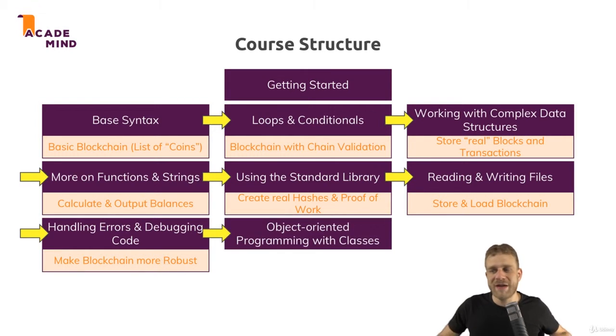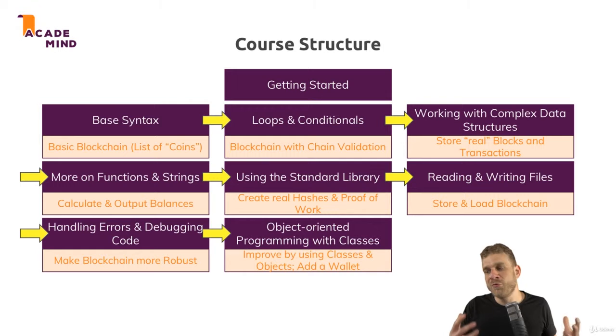We'll then also have a look at object-oriented programming with classes. This is super important. It's a cool feature of modern programming languages, and Python has it too, even though Python is actually a bit older, but Python has that too. It allows us to write cleaner code, I'd argue, easier to understand code, and we'll use it on our blockchain to improve it and also to finally add a wallet. This identification data, which will in the end be super important for sending and receiving funds.